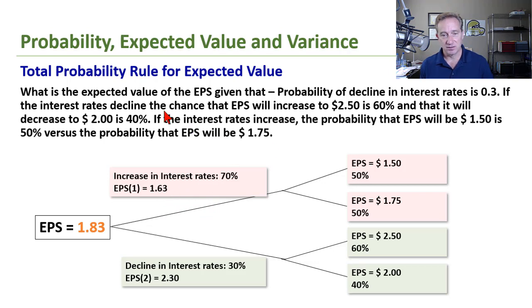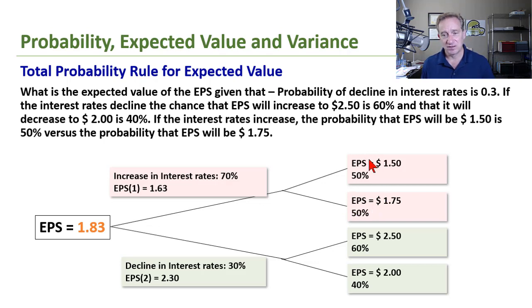And then let's see here, if the interest rate increases, the probability that the EPS will be $1.50 is 50%, and the probability that the EPS will be $1.75 is 50%. So this is a 50-50, and these also are conditional probabilities. These are conditional probabilities, conditional on the event that the interest rate increases. And so we're solving here for the expected EPS.